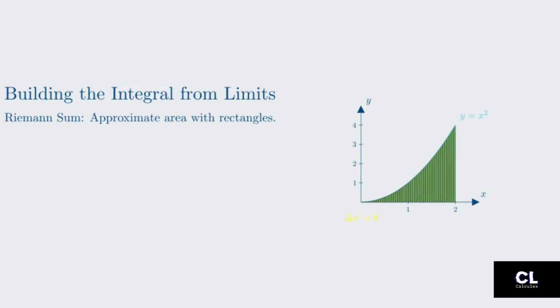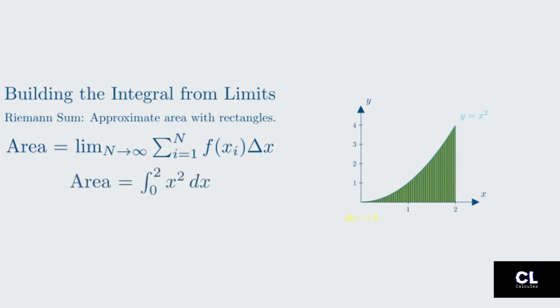This process of making n infinitely large, which simultaneously makes the width of each rectangle delta x infinitely small, is the limit. The exact area is the limit of this Riemann sum as n approaches infinity. This is the definition of the definite integral. The squiggly s shape is an elongated s for sum. The dx is our infinitely small delta x. Just like the derivative, the integral is built entirely on the concept of limits. It allows us to sum an infinite number of infinitely small things to arrive at a finite, precise answer.